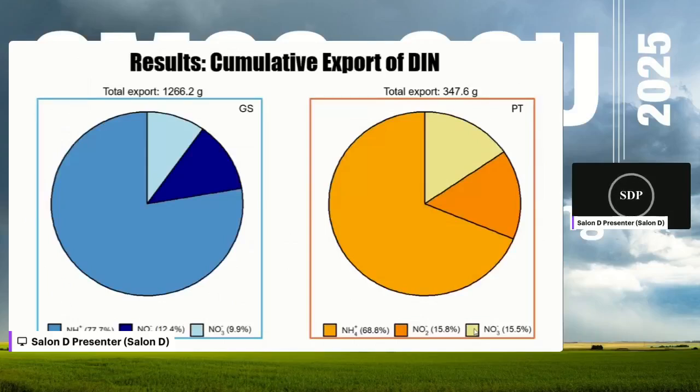These pie charts also illustrate well the role that nitrite played in seasonal export. In both catchments, it played a larger role than nitrate.